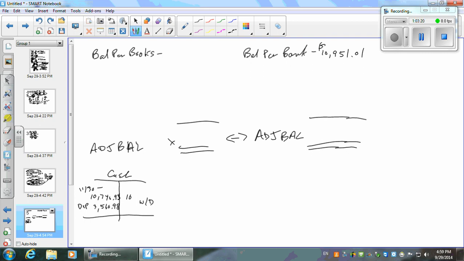$10,000, $4,000, $5,000. Good job, Keith. I'm going to say that's too much. 5,565.90. So we had 10,740.93. We would add the deposit of 3,560.98, and then we would subtract the withdrawal of 5,565.90. And what do you end up with? 8,000 something? That'd be the 12/31 balance, wouldn't it?